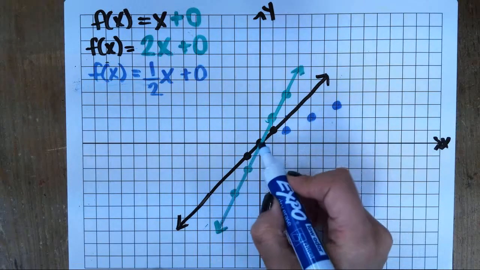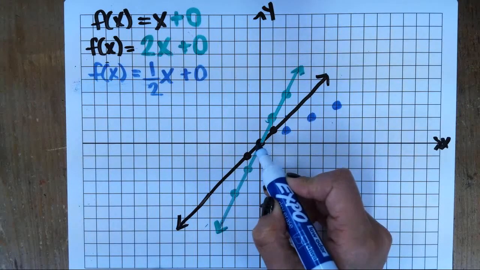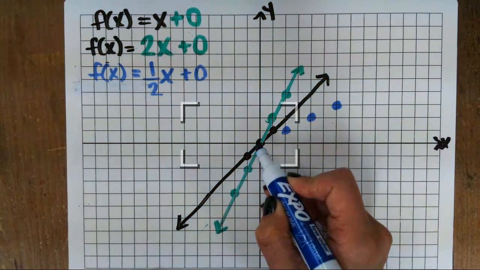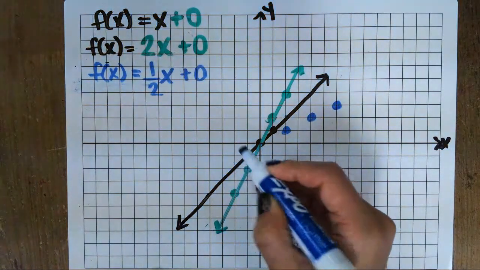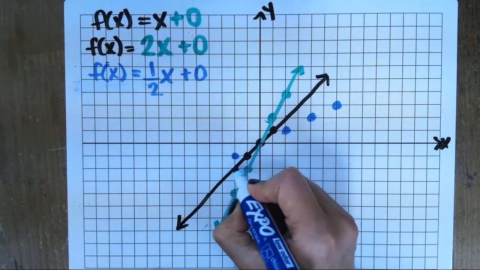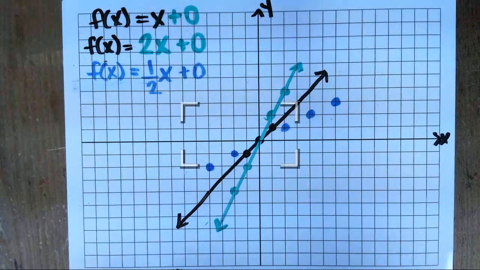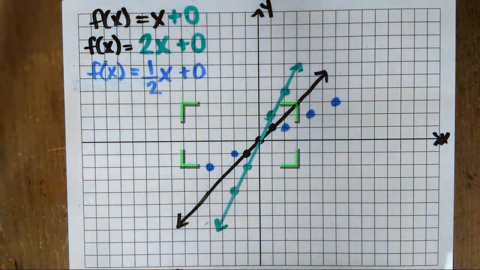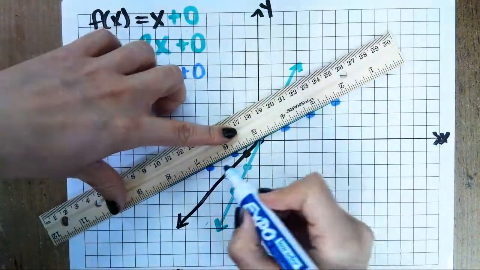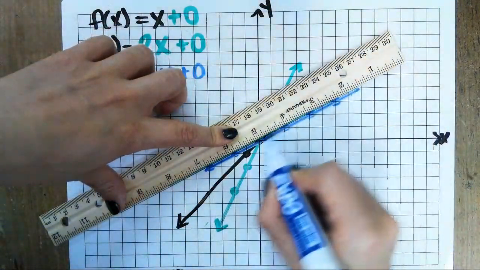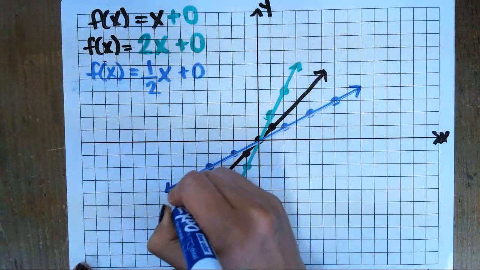So I'm going to start back at my origin, and instead of going up and to the right, I'm going to do the complete opposite. I'm going to go down and to the left. So I'm going to go down 1 and to the left 2. Down 1 and to the left 2. And now in blue, I'm going to put these points and graph that.